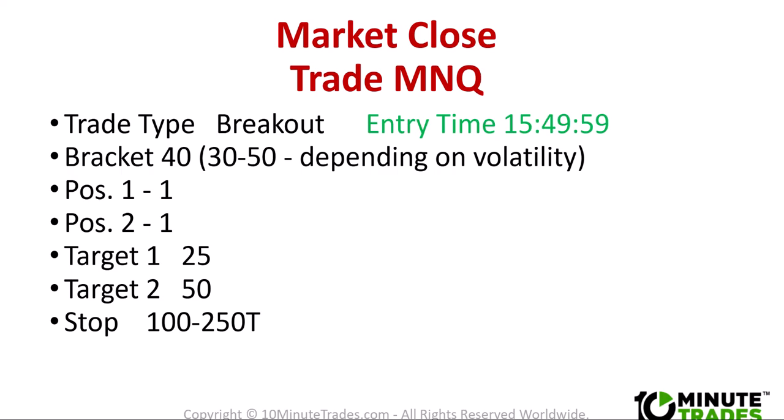The trade I like right now is a breakout. I trigger that at 15:49:59. Generally a 40 bracket. Position 1 is a 1. Position 2 is a 1, meaning I'm just trading 2 contracts. Target 1 is 25, target 2 is 50, and I like a 100 tick stop up to 250 on the MNQ. And that's our market close setup.